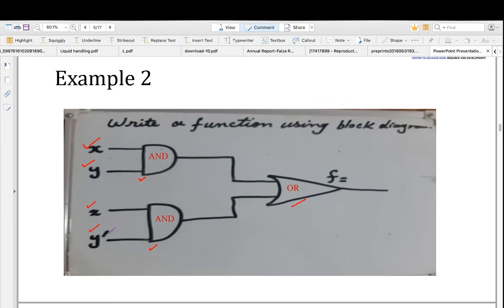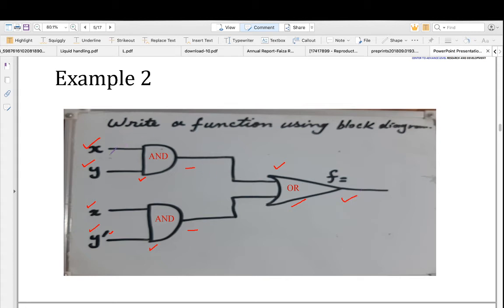You know what this dash and complement is? This means if there is 1, it will be 0. If there is 0, then it will be 1, opposite. Okay, now 4 inputs are there. After getting output for these, the outputs of both these gates are connected to another gate, that is OR gate, and the output of that OR gate will be our final equation.